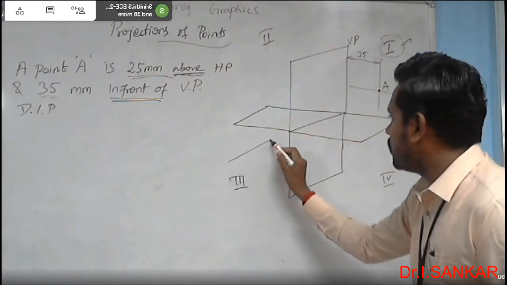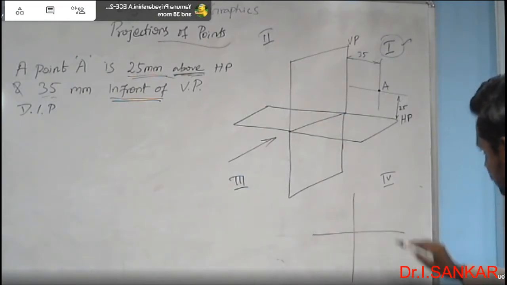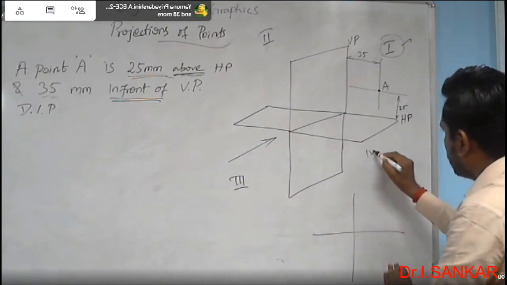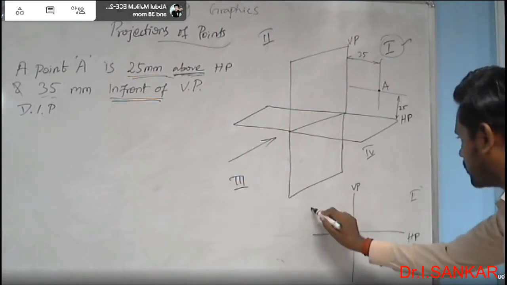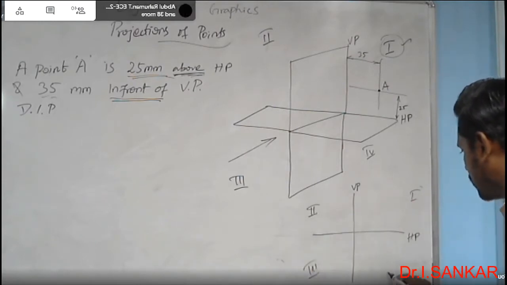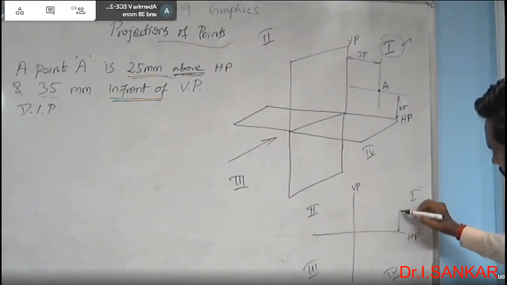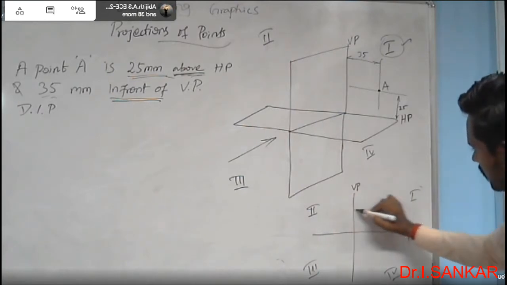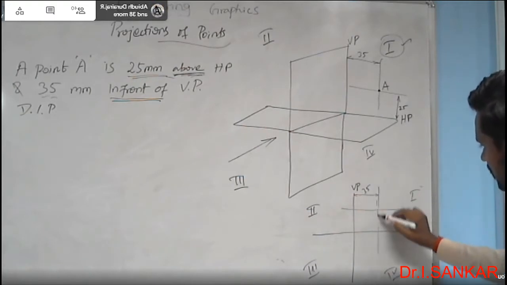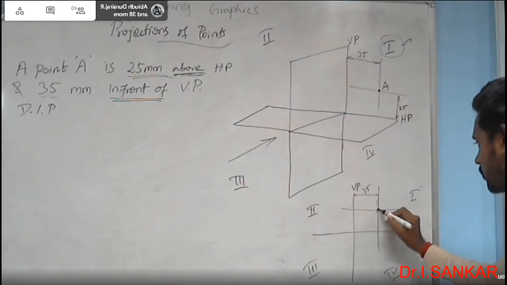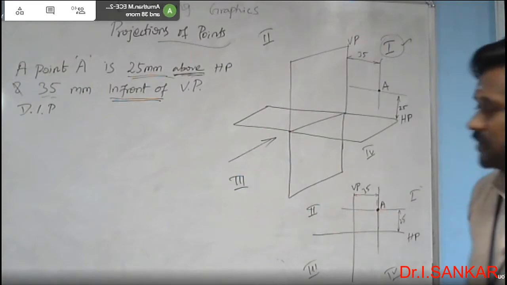If you see this horizontal plane and vertical plane environment as a 2D environment, like that, here also it is VP, that is HP, first quadrant, second quadrant, third quadrant and fourth quadrant. Now the point is in the first quadrant, 25 mm above the horizontal plane and 35 mm in front of the vertical plane, just like your x-axis, y-axis graph. And here my point is located as point A. Now I got the point.